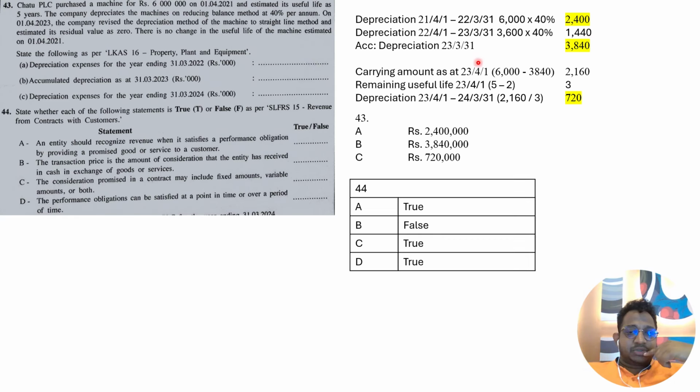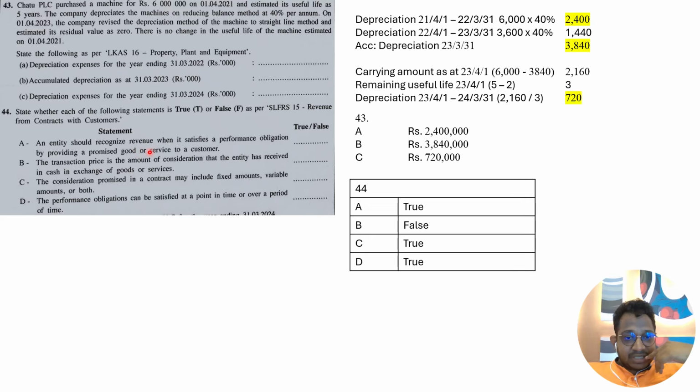So up to the 2023 closing day, the accumulated depreciation is 3,840. Now you are revising the depreciation method. So at that point, the carrying amount of that machine is 6 million cost less the accumulated depreciation of 3,840. And now the remaining useful life is 3 years, right? Then you can get the depreciation by dividing the carrying amount by the remaining useful life.